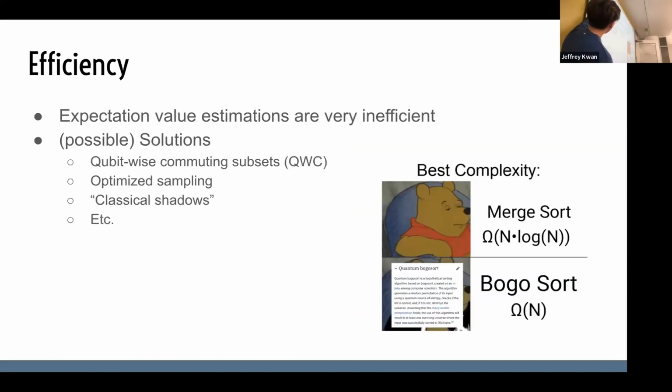Secondly, with efficiency, sometimes it's very hard to get the expectation value. There are ways that you can deal with it, but again, there are more problems with the ways that you deal with it.